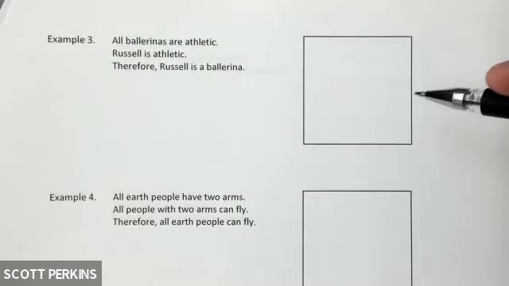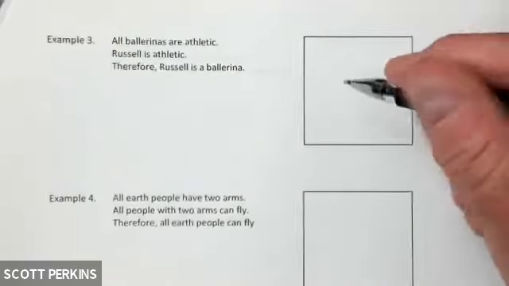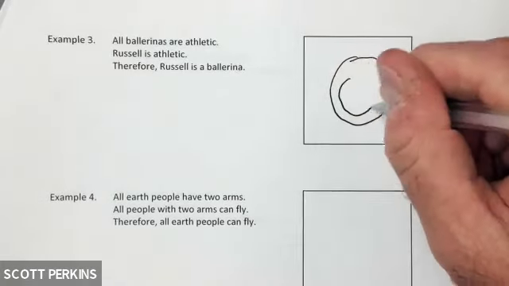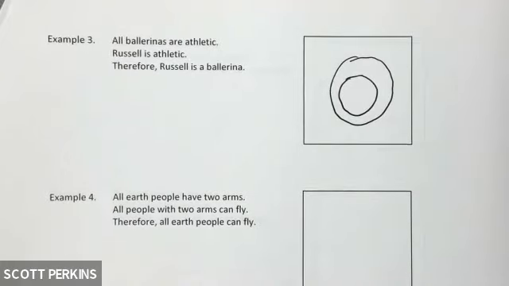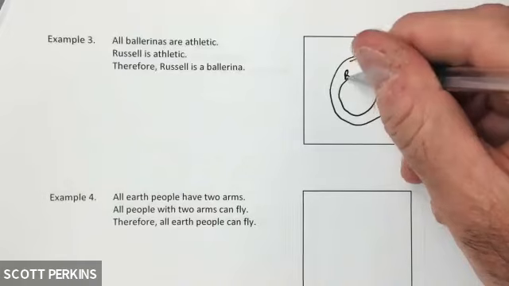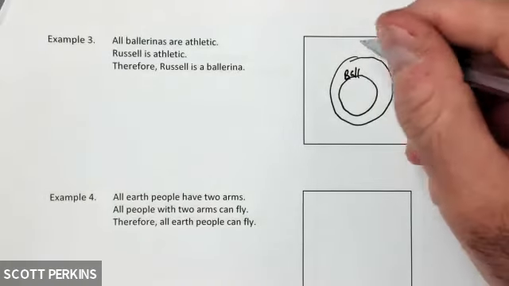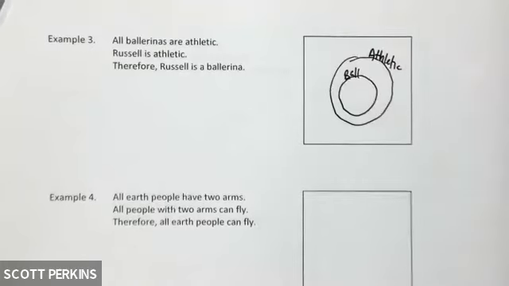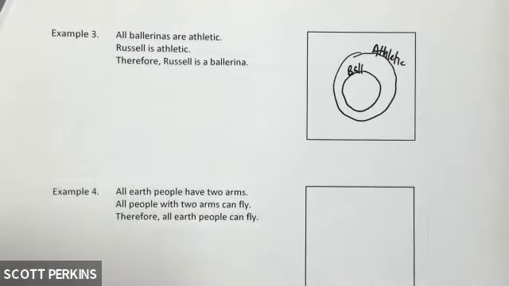My first statement is an all statement: all ballerinas are athletic. So I'm going to draw one circle inside of the other for my all statement. Which circle is going to be the smaller circle? It's the one that's right next to the all. So, all ballerinas are athletic. That's fantastic. Good work so far.